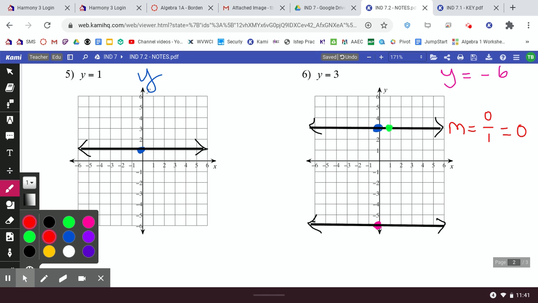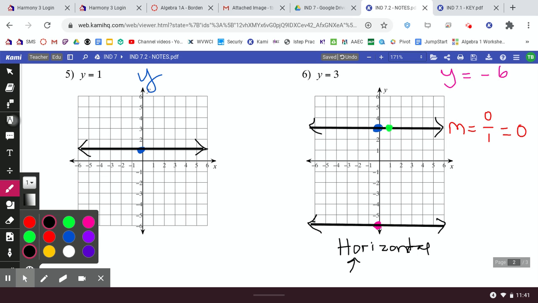So all horizontal lines have a 0 slope. Couple of different memory tricks to remember this. One is that the word horizontal, how do you spell it? There we go. The word horizontal has an O. Okay, that's one way to remember it.